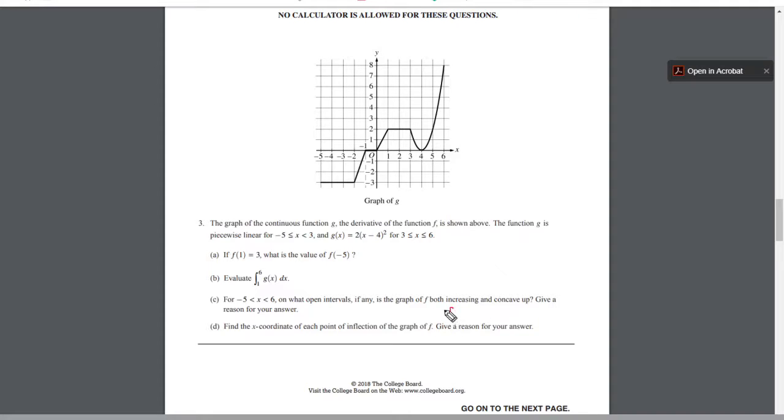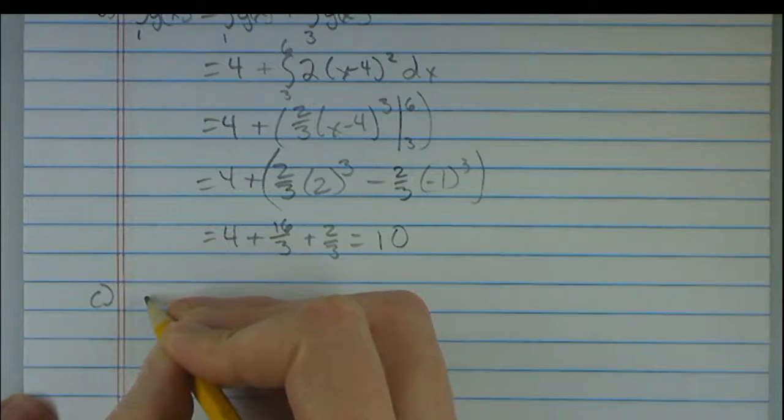It's increasing where f prime is greater than 0. It's concave up where f double prime is greater than 0. So f prime is greater than 0 where g is greater than 0. That's all of this stuff. F prime will be greater than 0 where it's positive and increasing. So on those two intervals, between 0 and 1 and between 4 and 6. So increasing and concave up.